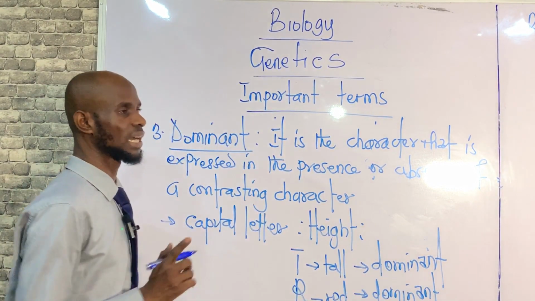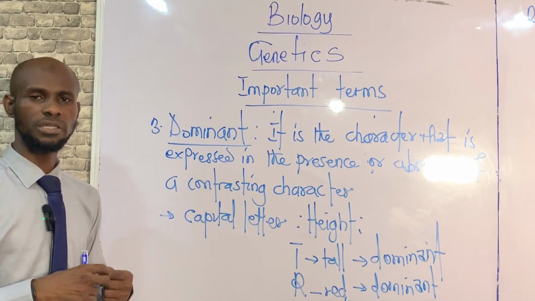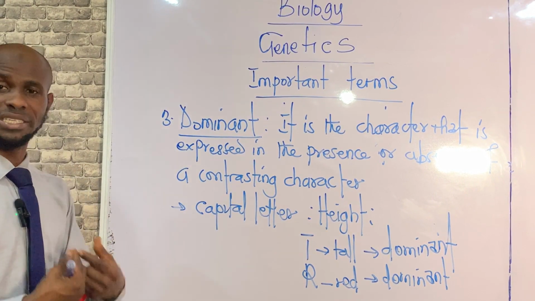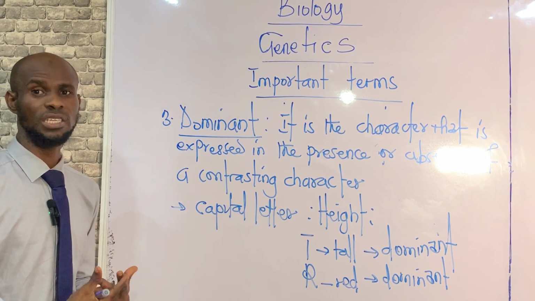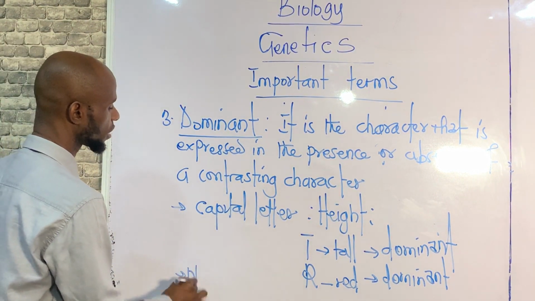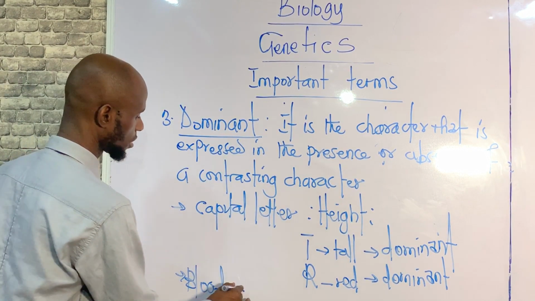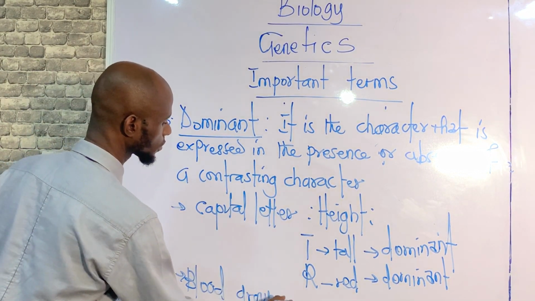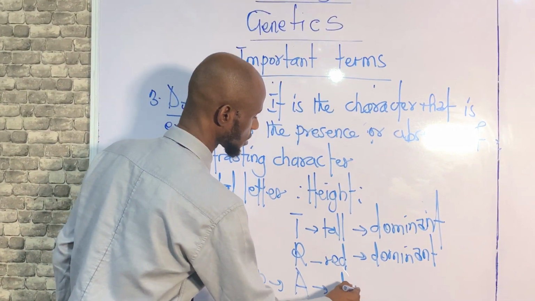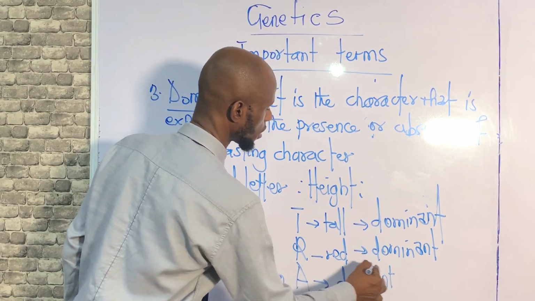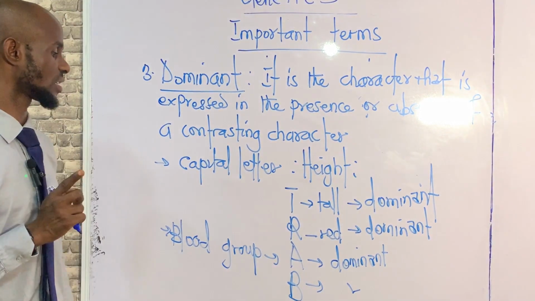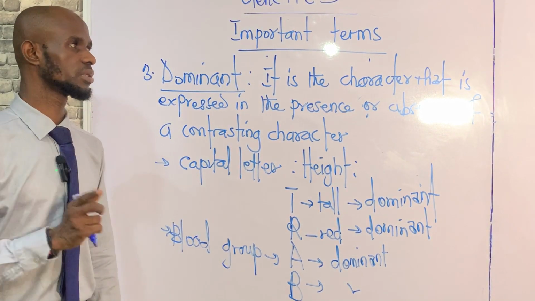But take note, not all the time does a capital letter denote the dominant character. Sometimes you can have a capital letter not denoting a dominant character. For example, the blood group is an exemption. A is dominant for blood group and B is dominant. But O, even while it is a capital letter, is not dominant.